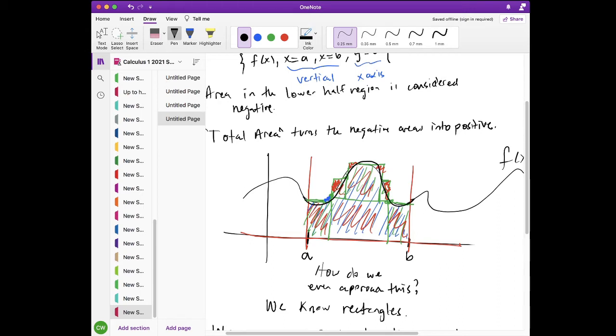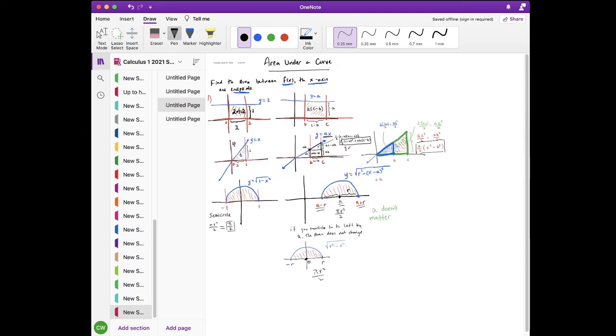So, questions on the intuition there? Why rectangles are kind of the easiest, the most intuitive choice to do? They're the most regular of all the shapes. They're kind of the easiest to work with.